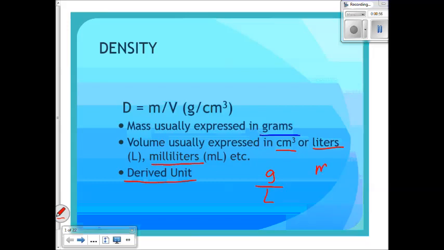And I'm sure you've heard of miles per hour. That would also be a derived unit. Or meters per second, also another derived unit. Okay? So we'll be playing around with that unit. You need to make sure you're writing down the correct units as you're solving the problems.